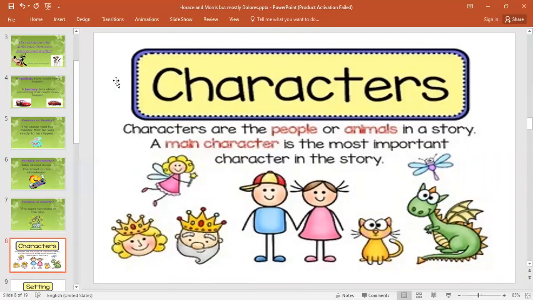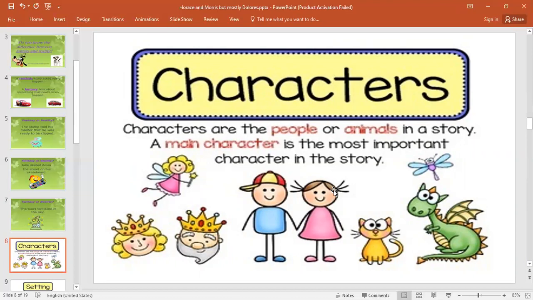Now we will talk about the skills in this story, which are characters and settings. What's the meaning of characters? Characters are the people or animals in the story. The main character is the most important character in the story. For example, all of you know Cinderella, right? Cinderella is a nice story. The characters in this story are the people inside this story who act in it. For example, Cinderella, her sisters, the prince, right?